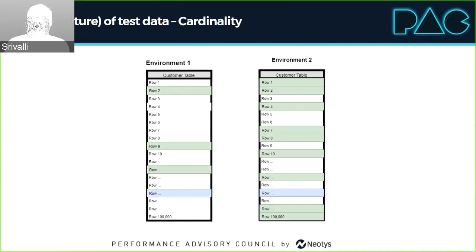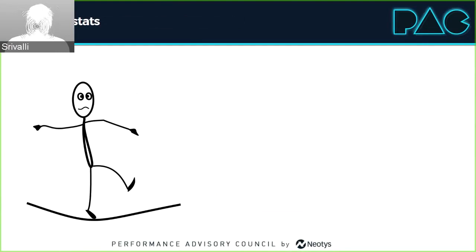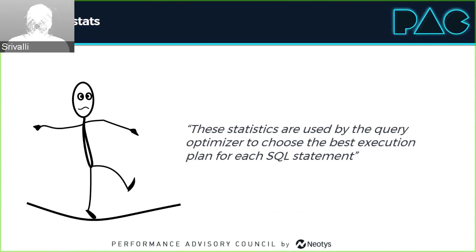Okay, so that finishes my second point, and let's move on to my third factor that influences your query performance in an environment: optimizer stats. Optimizer stats are nothing but a collection of data that describe information about your database and the objects present in your database. These statistics are used by your query optimizer to choose the best possible execution plan for your SQL statement.